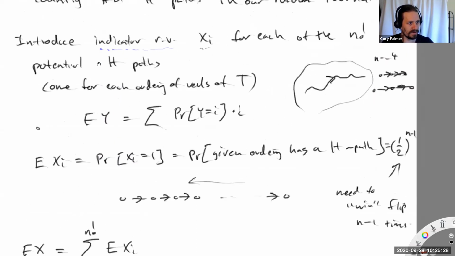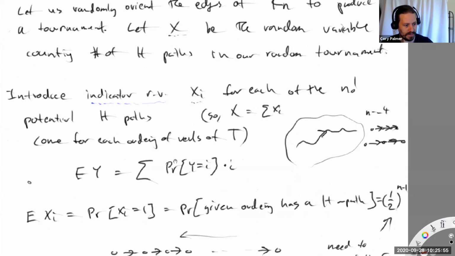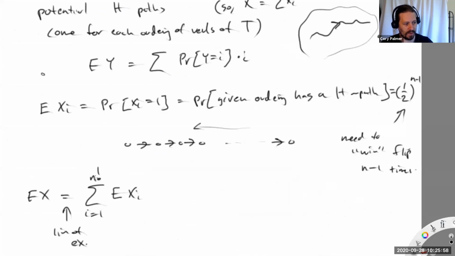The x can be written as the sum of the xi's. X is the random variable counting the number of Hamiltonian paths, and each xi gives me a 1 or a 0 for each individual Hamiltonian path. So if I want to know how many I have, I just check each one individually and add a 1 to my running total if that's a Hamiltonian path, and add 0 otherwise. So x equals the sum of the xi's. This sum goes from i equals 1 up to n factorial. There's n factorial of these indicator variables, one for each potential Hamiltonian path.